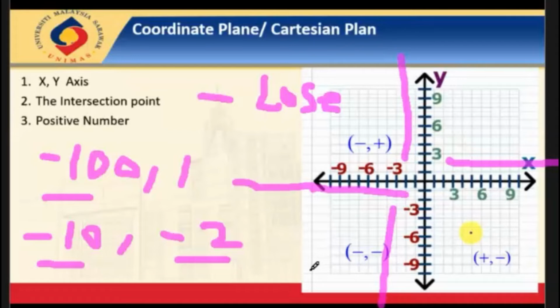Another perspective from the same loss and win point of view. Let's suppose you lost 10 ringgit, or you lost 2 ringgit. Of course you will be much sadder if you lost 10 ringgit compared to 2 ringgit, right? Yes, sir. So the more negative, the worse. So the bigger negative number is basically smaller, lesser than a smaller negative number.